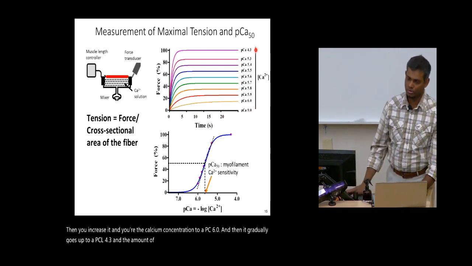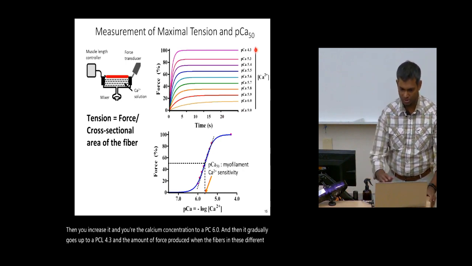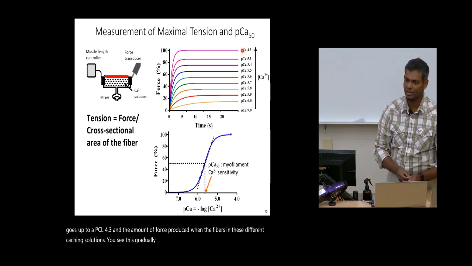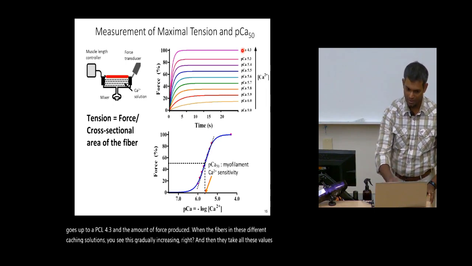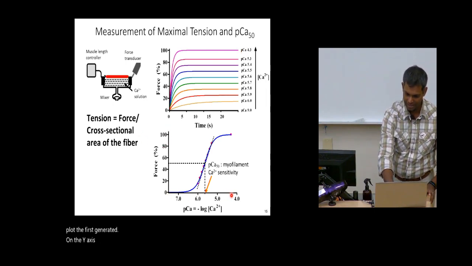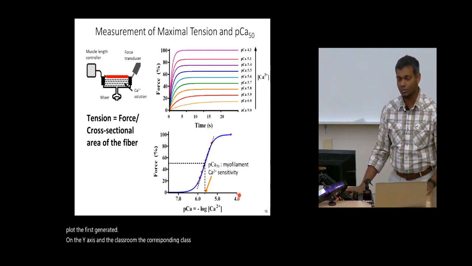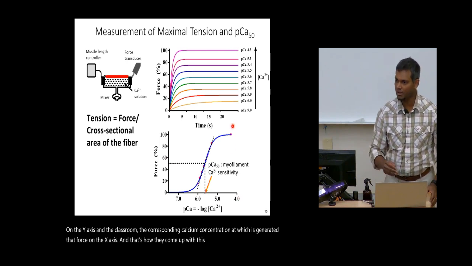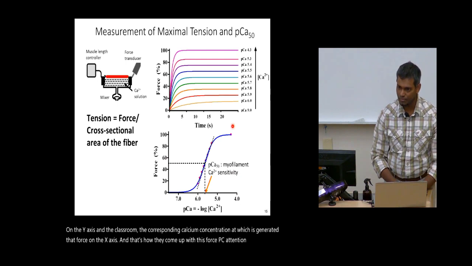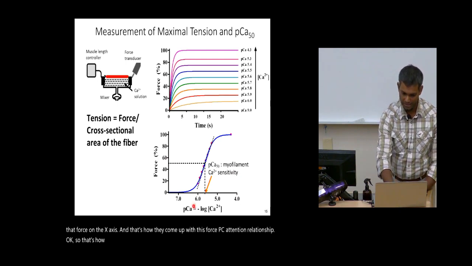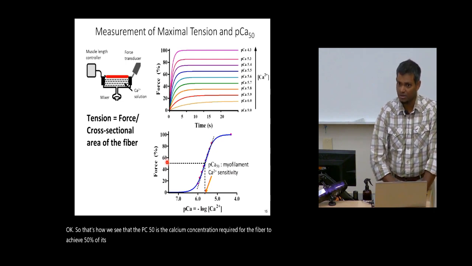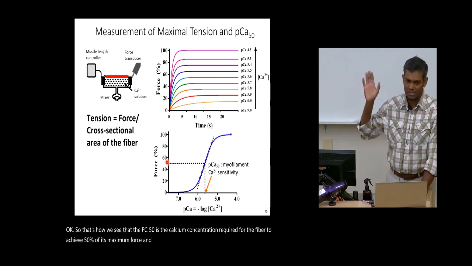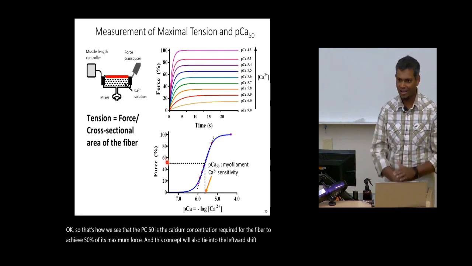and the amount of force produced when the fiber is in these different calcium solutions, you see it is gradually increasing, right? And then they take all of these values and they plot the force generated on the y-axis and the corresponding calcium concentration at which they generated that force on the x-axis, and that's how they come out with this force-PCA tension relationship. Okay, so that's how we see that the PCA50 is the calcium concentration required for the fiber to achieve 50% of its maximal force. And this concept will also tie into the leftward shift versus the rightward shift, right?